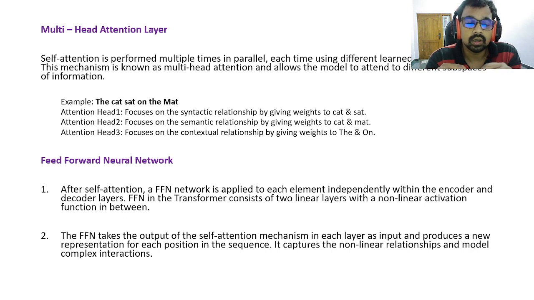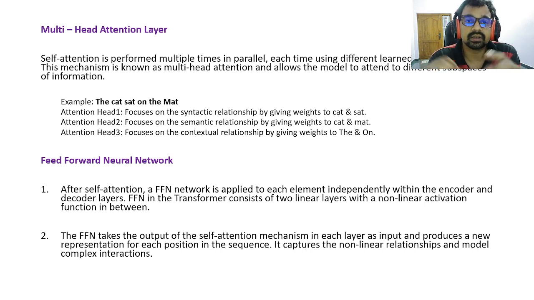Here the output of each position in the sequence is fed to the feed-forward neural network, and it's an element-wise operation, and it produces a new representation for each position in the sequence. Like in "I love India", it has three positions. So this feed-forward neural network will provide a new representation for each position in the sequence. This is to capture the nonlinear relationships better.